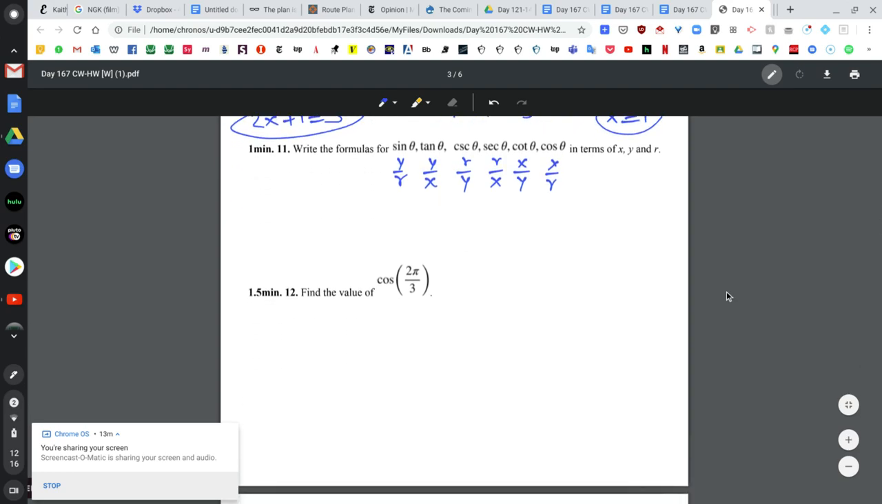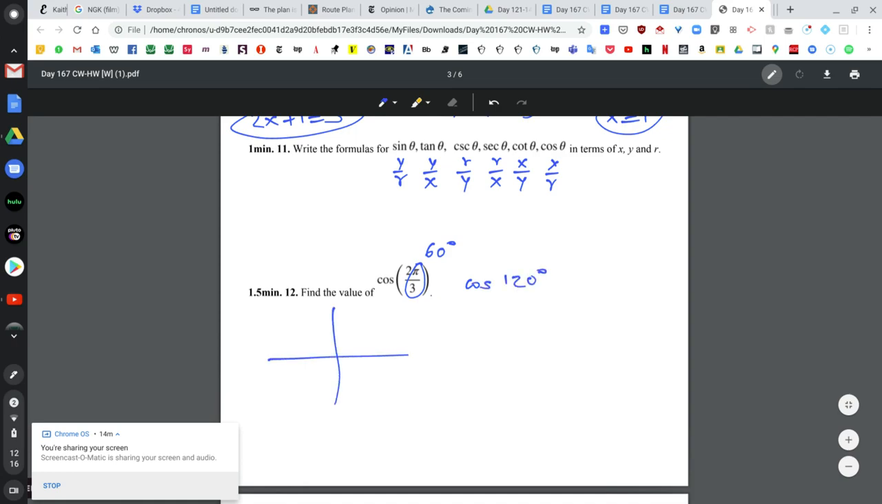Let's do 12 together. You can pause the video, attempt it yourselves. So in case you've forgotten it, first step, we'll convert this into degrees. Pi over 3 is 60 degrees. So 2 times pi over 3 is basically cos of 120 degrees.